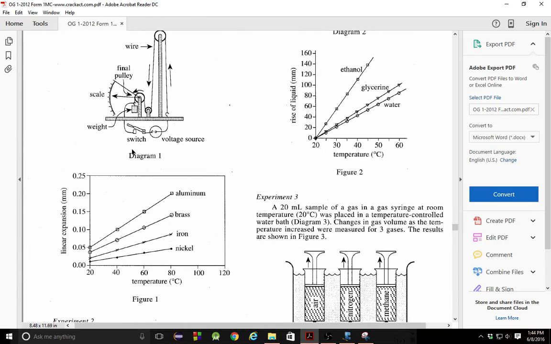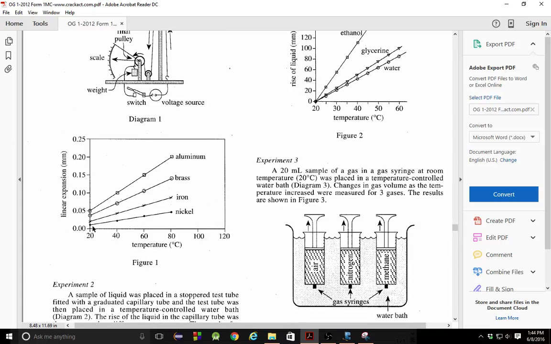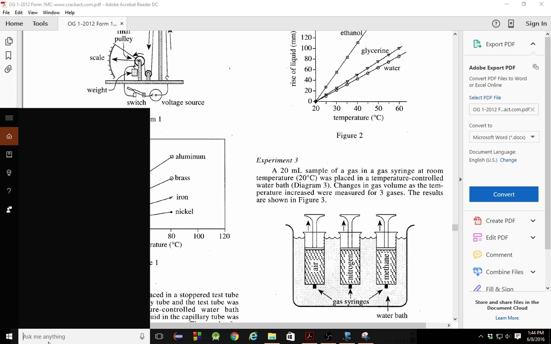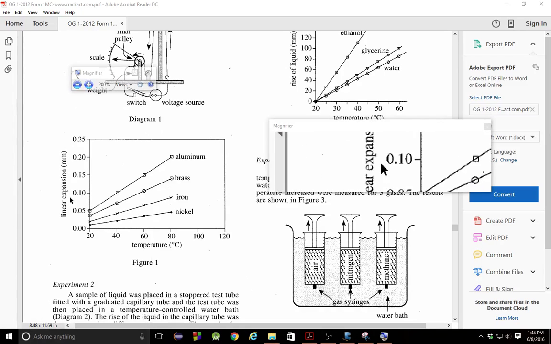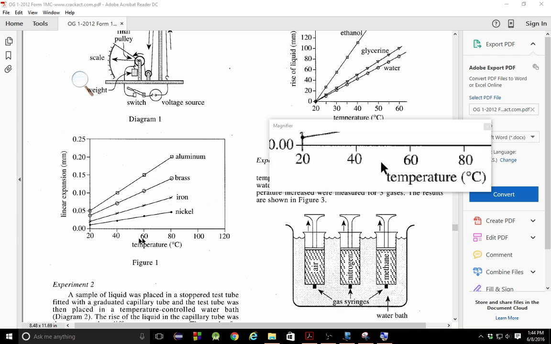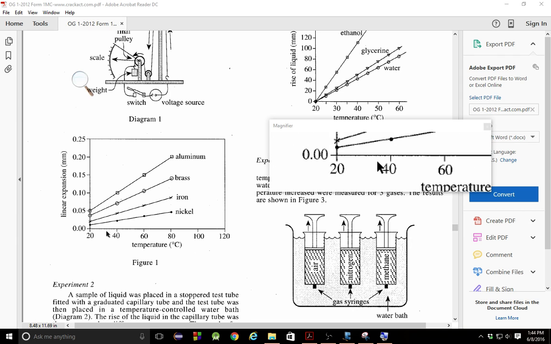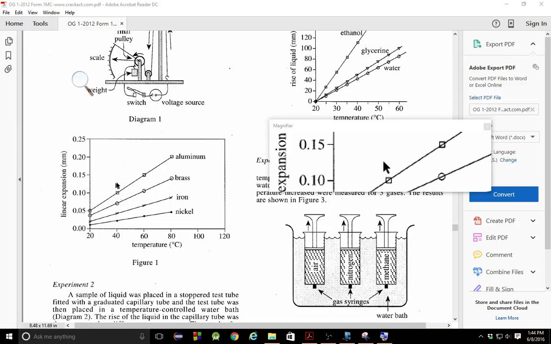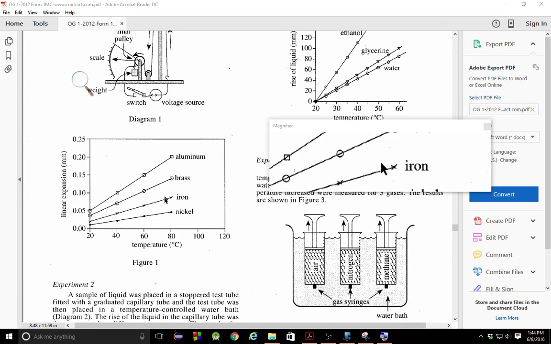So diagram 1 is over here, the results are here, Figure 1. We've got linear expansion. I'll just get a magnifier on this. Linear expansion and temperature on the x-axis. And we've got aluminum, brass, iron, nickel.